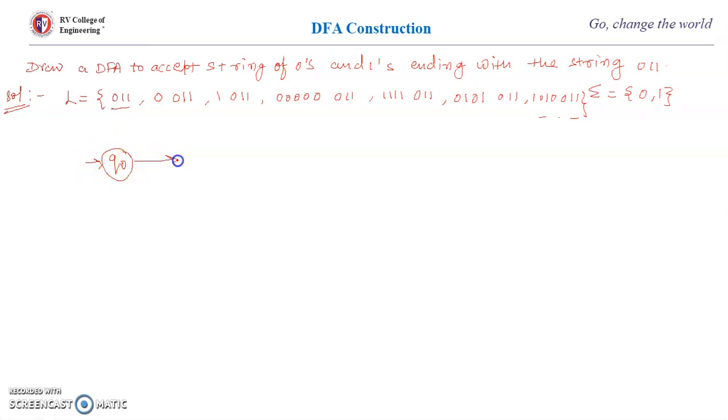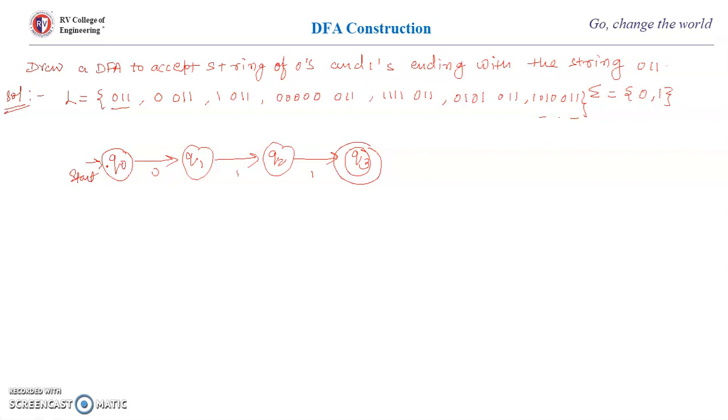So 0 and then 1 and 1, and because this is a valid string, it has to be accepted. So this Q3 should be a final state, and this is the start state. So this is not the complete DFA. Now the next step is what?